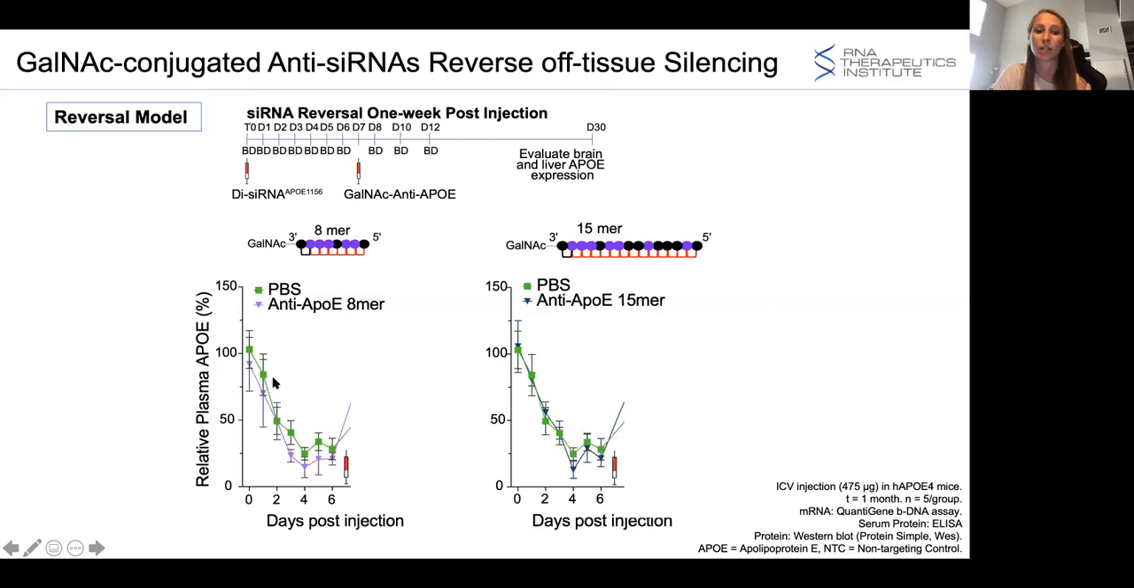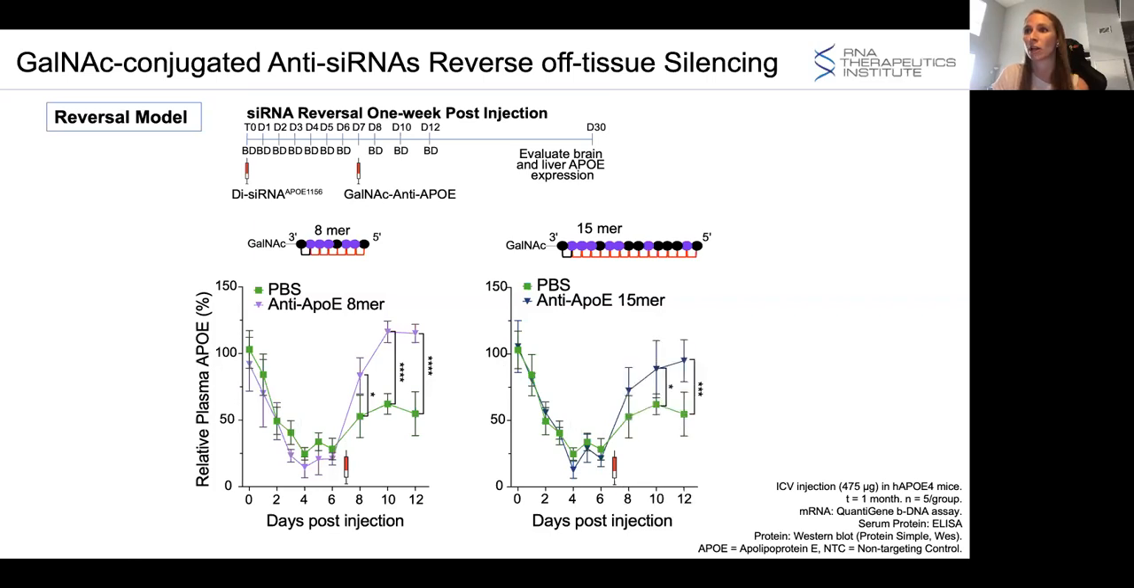After subcutaneous injection of the 8-mer anti-siRNA, once silencing reached a steady trough, we observed a rapid recovery of systemic APOE protein, seen here in purple, compared to our PBS control in green. Similarly, after injection of the 15-mer, we see a rapid recovery of systemic APOE, although less statistically significant, which is consistent with the results in the literature.